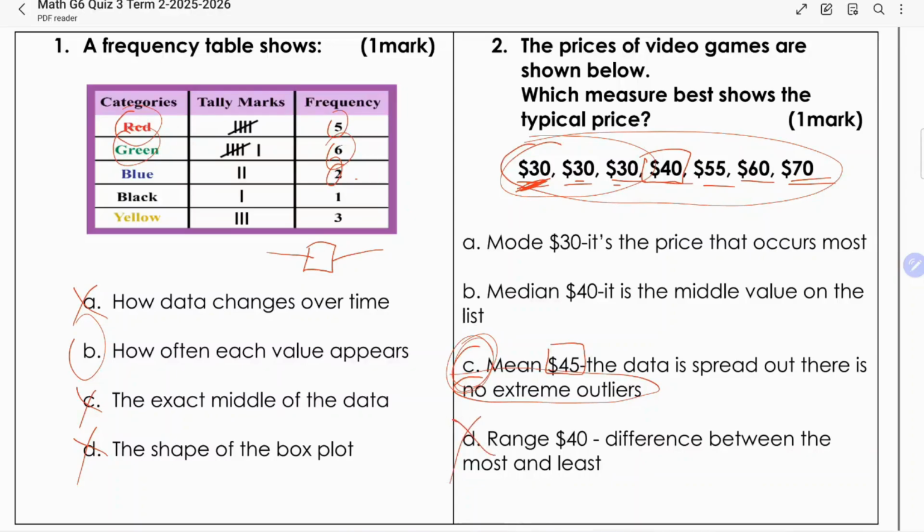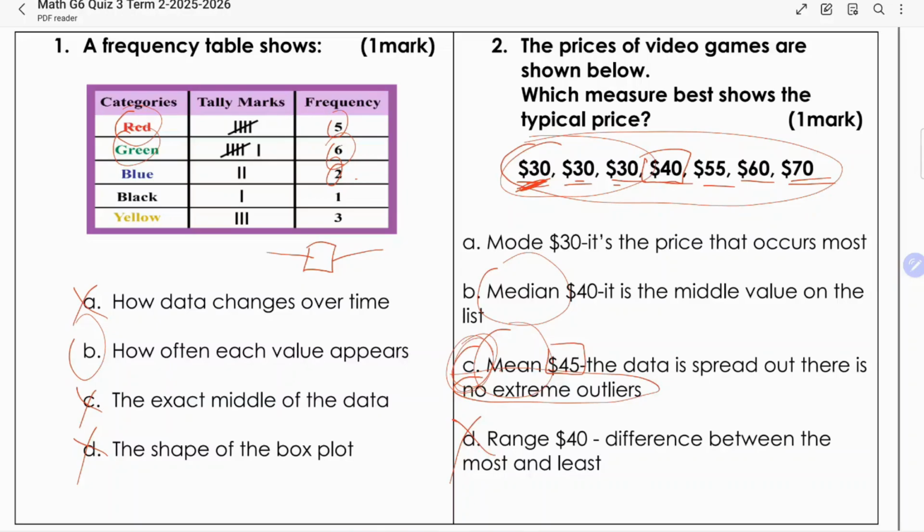Range doesn't even come into it. So we would either be choosing the mean, median, or mode. Usually, it's a choice between a median and the mean. If we have no extreme outliers, we choose the mean. If we have an outlier, we choose a median because the median is not affected by outliers.